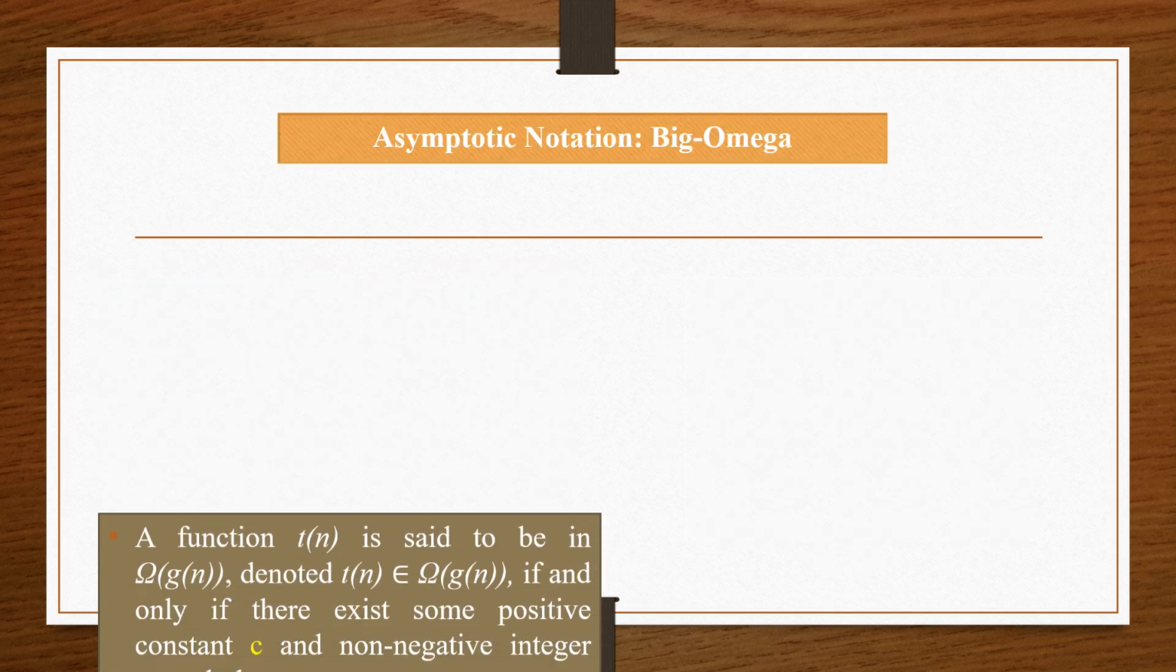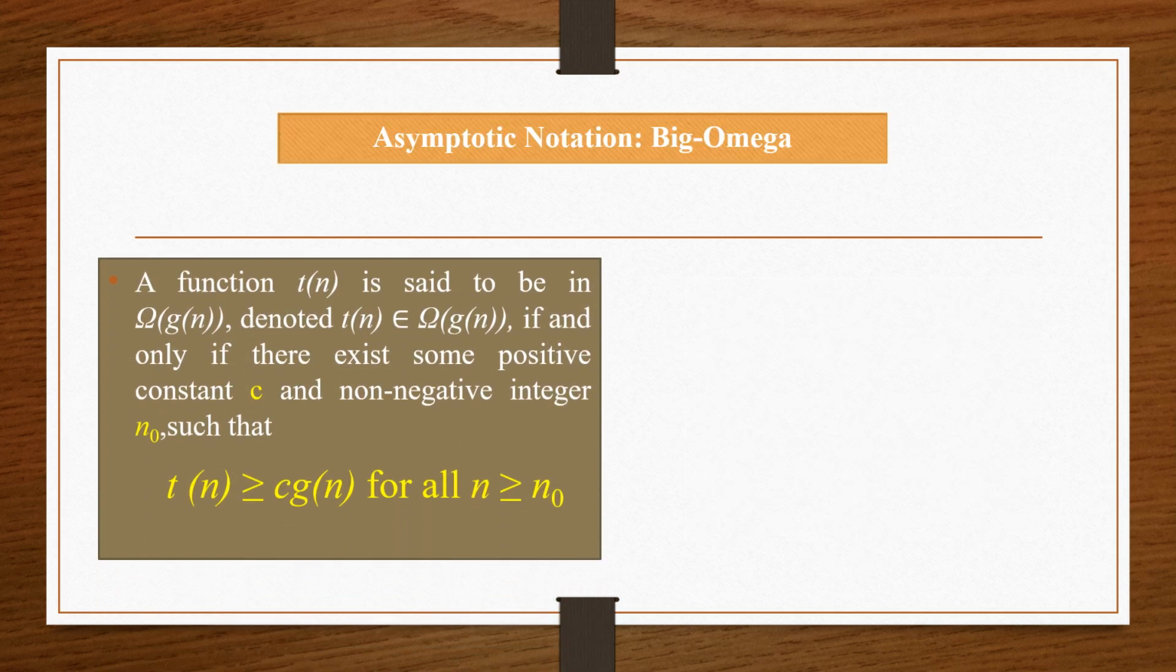Similarly, for big omega, you have a function t of n and g of n, and you are going to compare these two, and the notation used will be big omega. This should satisfy the condition that t of n should be greater than or equal to c into g of n. For big O, it was t of n less than or equal to. For big omega, it is t of n greater than or equal to.